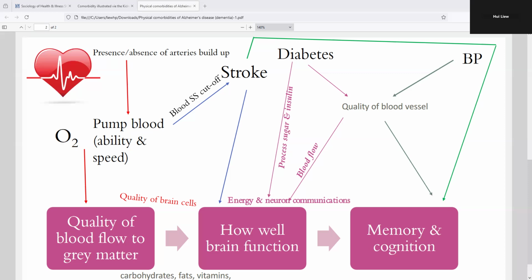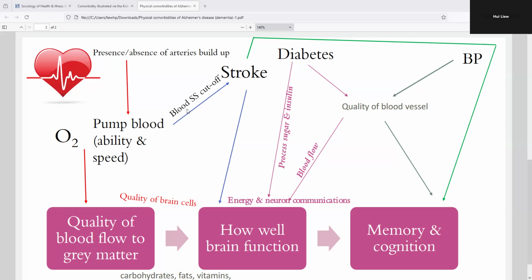Like Alzheimer's disease or dementia. And sometimes carbohydrates, fats, and vitamins are also carried through our system. This can also affect how well the brain is going to function, which in turn affects our memory and cognition. So, the ability and the speed of the heart in terms of pumping blood can affect the quality of brain cells, and this ultimately determines a person's risk of Alzheimer's disease and dementia. The heart's ability to pump blood and the speed of pumping blood can also determine what the blood supply is going to be like.